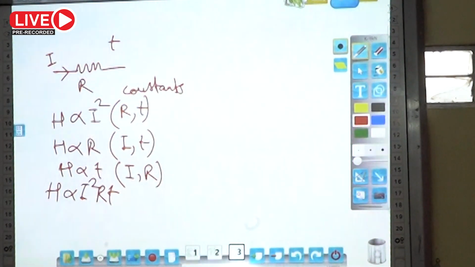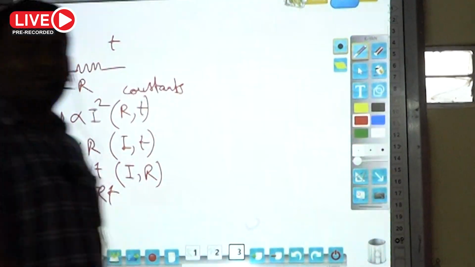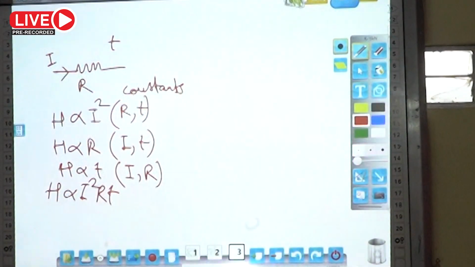Previously, when we write H proportional to I square, then R and T are constant. H proportional to R, I and T constant. Now H proportional to T, I and R constant. Now when we write using compound variation that H proportional to I square RT, then which are constants? No, nothing is constant. Joint variation means when you add them in the joint variation, then all varies. No one is constant now.